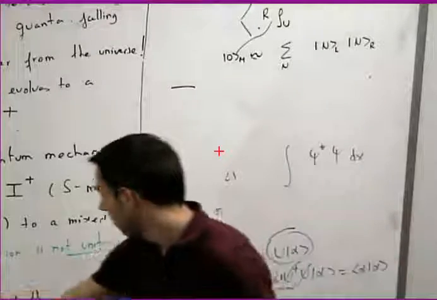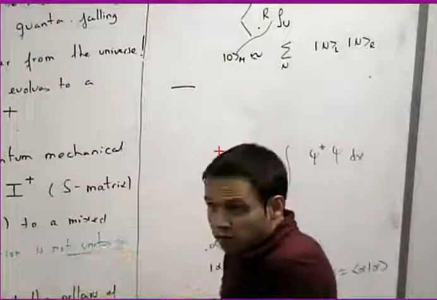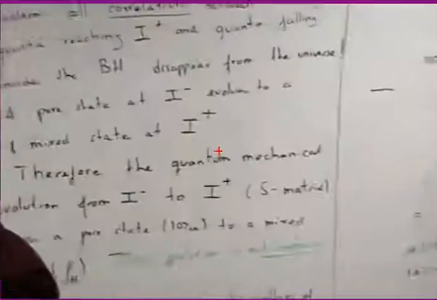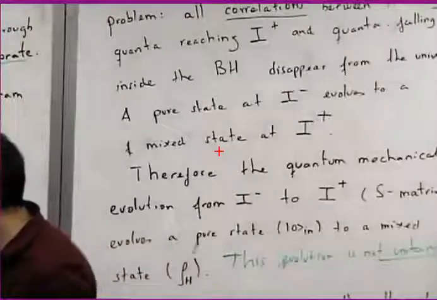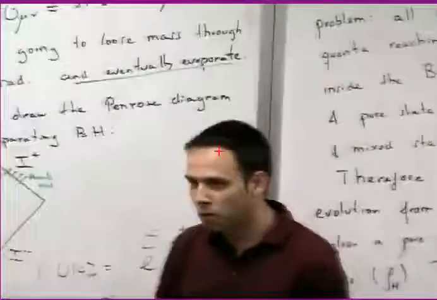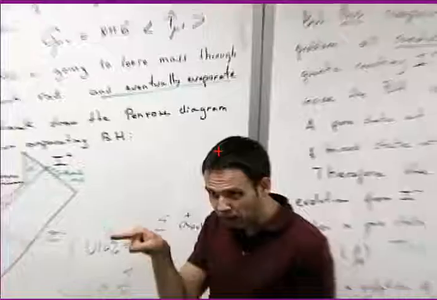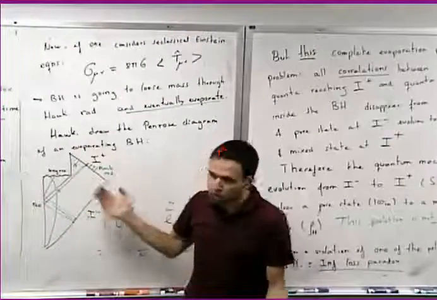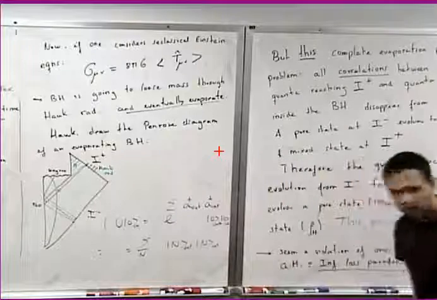That this evolution cannot be given by a unitary operator. We have in the past a pure state, in the future, because the black hole is gone, we look at it, it's a mixed state. So what we call the S matrix, which is precisely the unitary operator relating the past and the future, cannot be unitary.